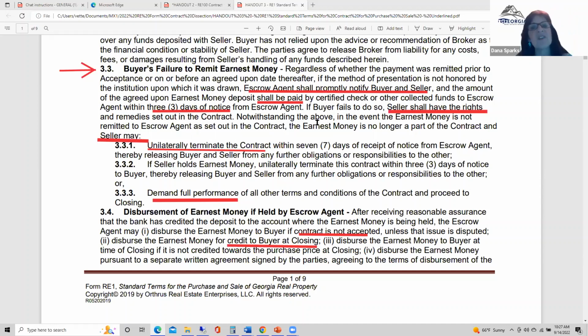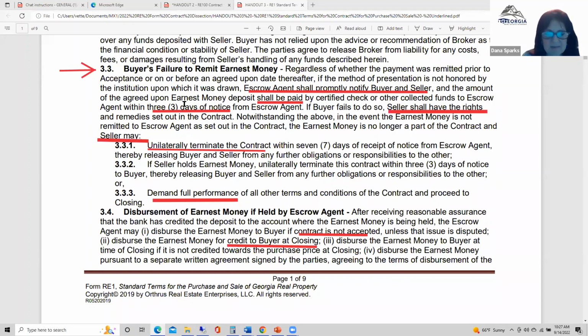Notwithstanding the above, in the event the earnest money is not remitted to the escrow agent as set on the contract, earnest money is no longer part of the contract, and seller may, here's what the seller can do, unilaterally terminate the contract within 7 days of receipt of the notice, or if the seller holds the earnest money, which typically is in a new construction contract. Remember, I told you these are multi-use. The standard terms are multi-use as well. Or demand full performance of all other terms of the contract and proceed to closing.